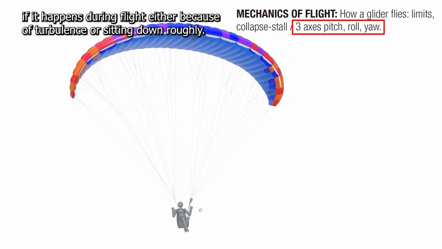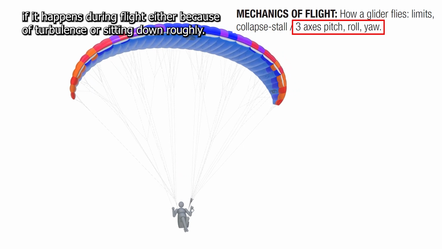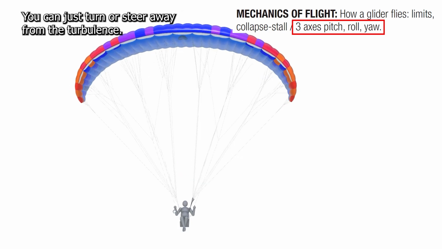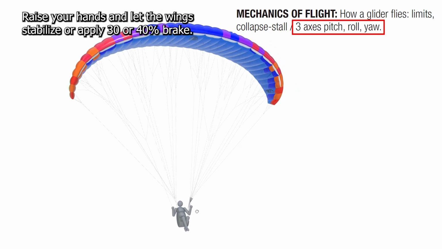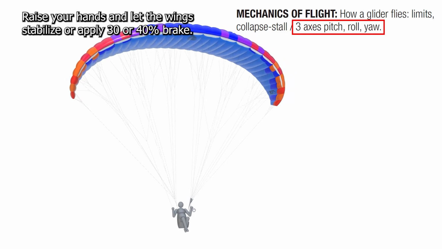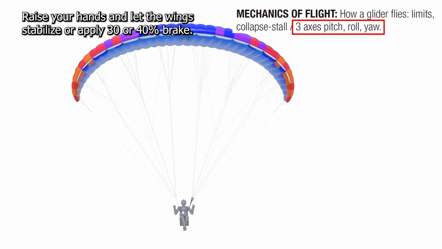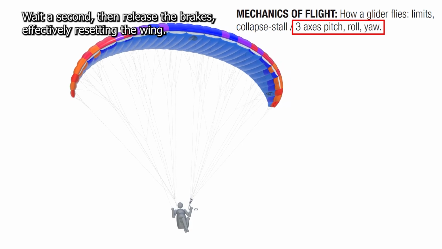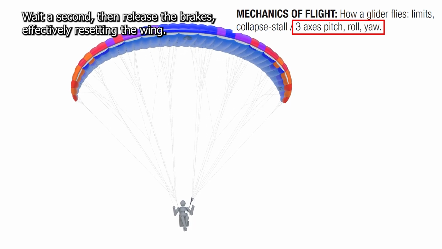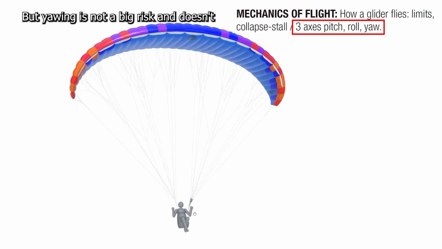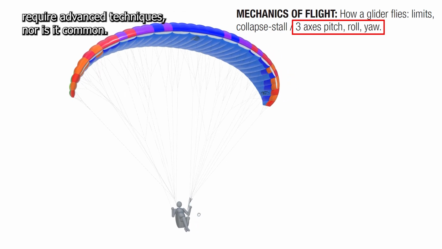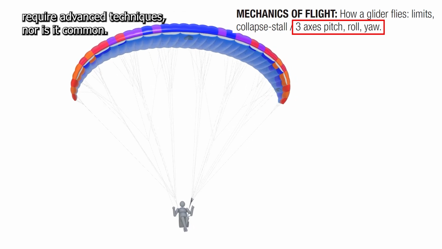If it happens during flight, either because of turbulence or sitting down roughly, you can just turn or steer away from the turbulence, raise your hands and let the wing stabilize, or apply 30–40% brake, wait a second, then release the brakes, effectively resetting the wing. But yawing is not a big risk and doesn't require advanced techniques, nor is it common.